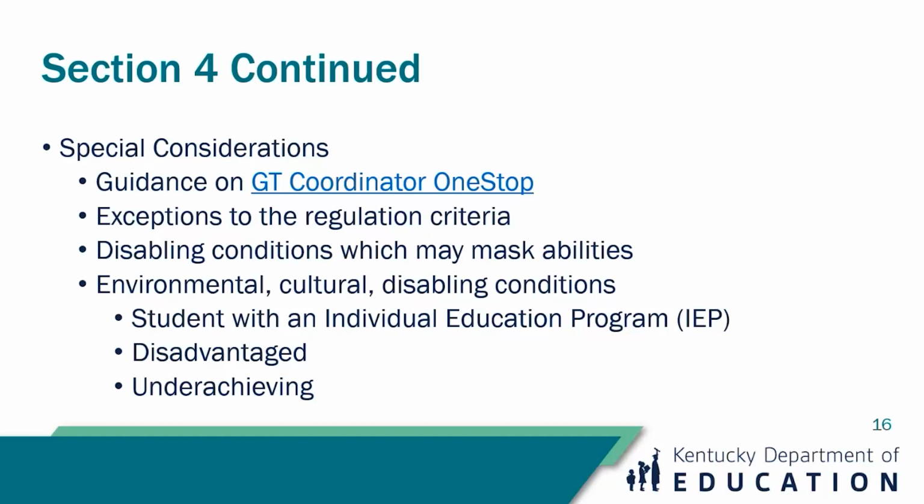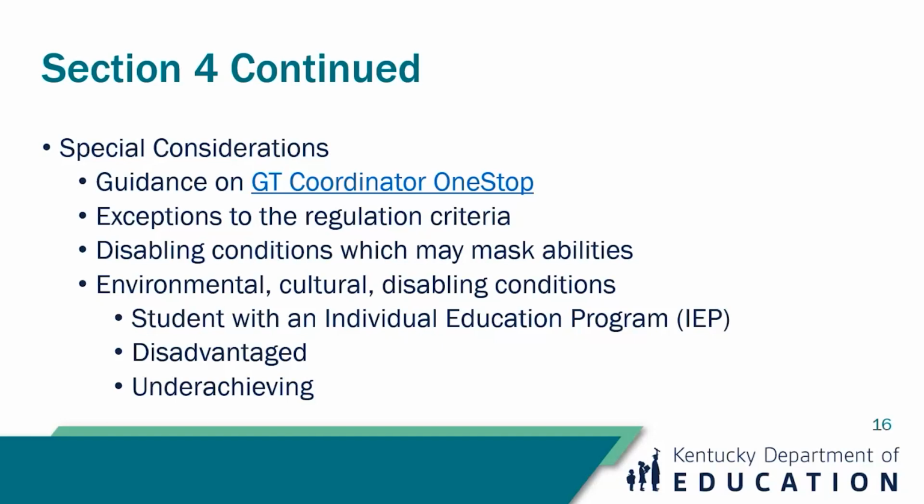It's going to talk about that when we think about special considerations or exceptions to the criteria in the regulation, we're thinking about any kind of disabling conditions which might mask a student's gifts and talents that might make them seem ineligible for the gifted program. Staff have to consider environmental, cultural, and disabling conditions that might be keeping a student from showing all of their talent, or from looking maybe like our typical gifted and talented student.